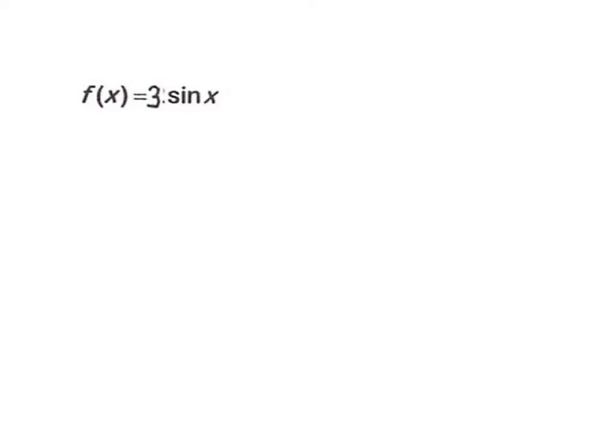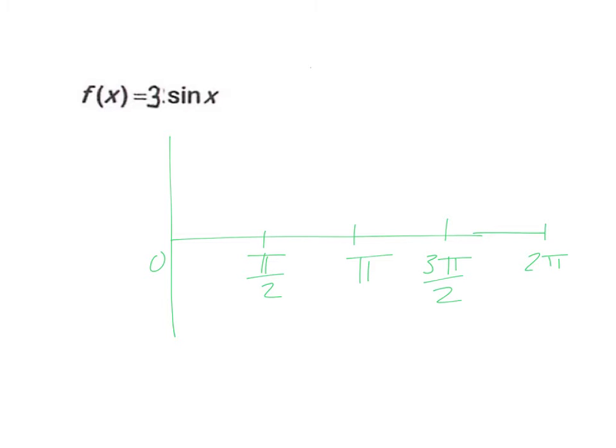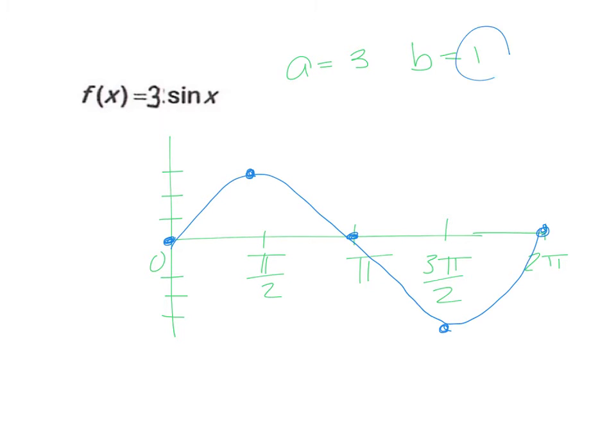For this graph, it says 3 sine x. So when I graph this, I'm going to make sure that I have 0, pi over 2, pi, 3 pi over 2, and 2 pi. Now, what I notice is that my a value is 3, and my b value is 1, which tells me that I'm going to see only one full curve between 0 and 2 pi. My a value tells me that I'm going to go up to 3 and go down to -3. Now, sine starts at the origin, so my first point will be here. At pi over 2, I'm going to have a maximum of 3, then down to pi, and then down to my minimum of -3, and then up to 2 pi. And this is my curve for this graph. And again, I only saw one curve from 0 to 2 pi because my b value is only 1.